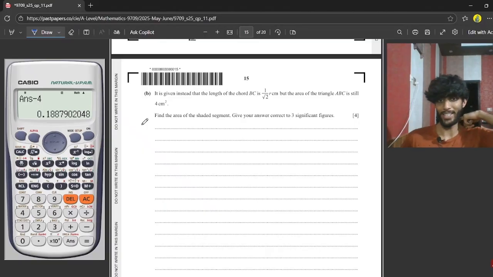And part B says it is given instead that the length of the chord BC is 1 by 2 r centimeters, but the area of the triangle ABC is still 4 centimeters squared. Find the area of the shaded region, giving your answers correct to 3 significant figures.